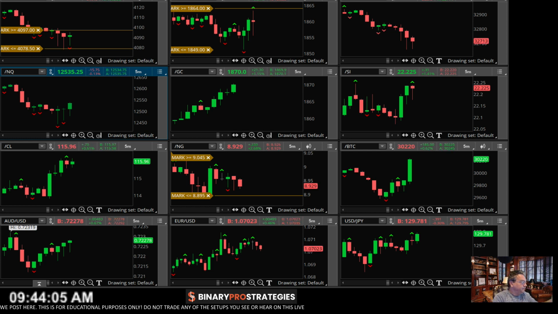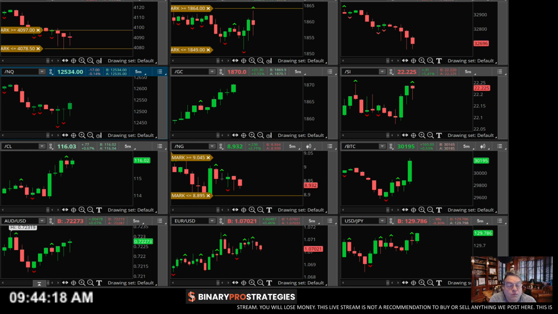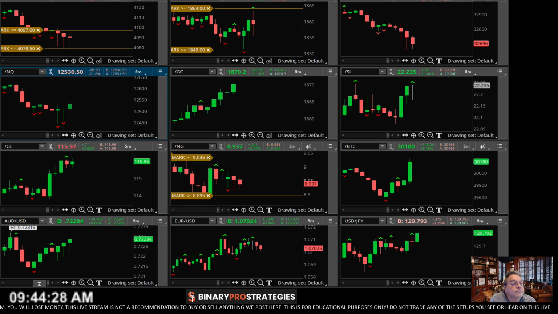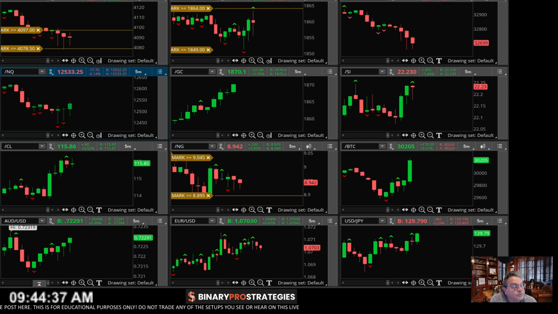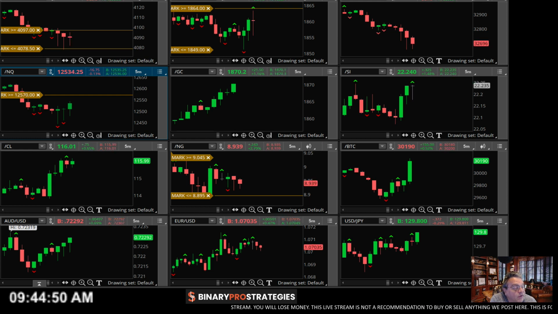NQ is getting a buy. Your mini NASDAQ is getting a buy. Target on that is going to bring us up to 12570. That is going to be the profit target. And if we don't hit profit target and we need to reverse, we're going to reverse at 12457.5.